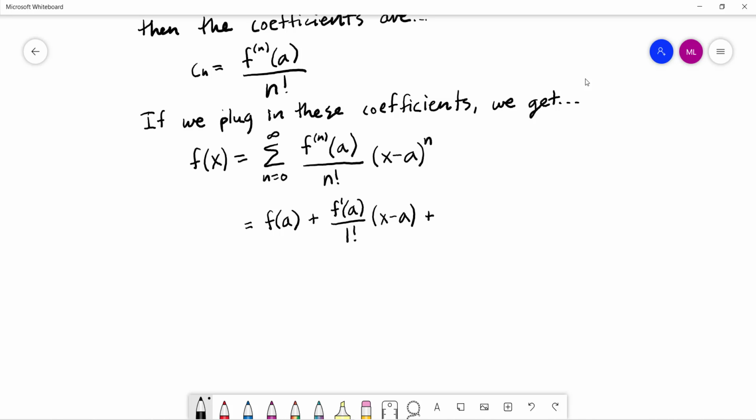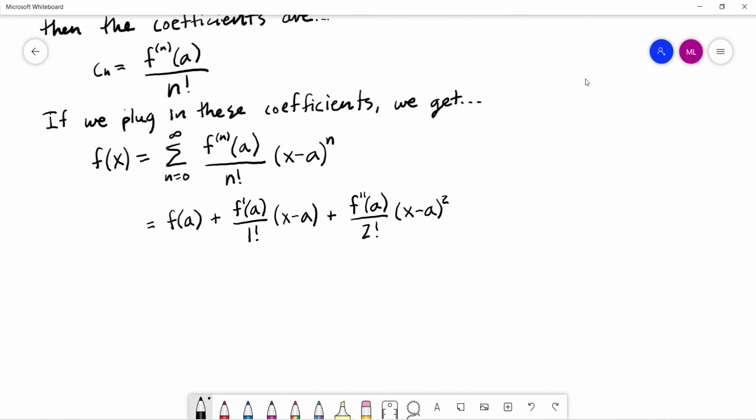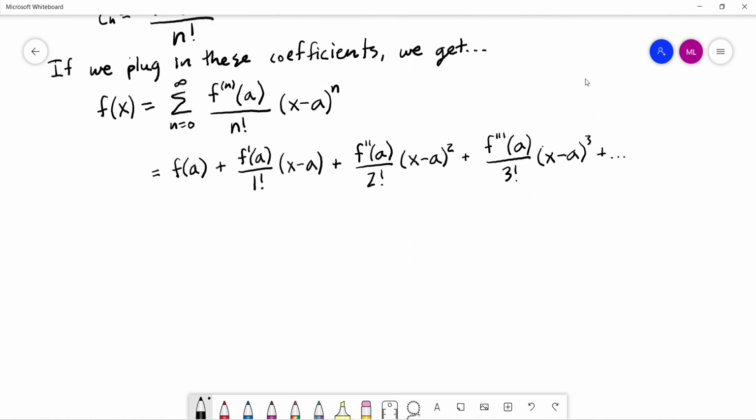And the next term after that, when we plug in n equals 2, will be f double prime of a, the second derivative, over 2 factorial times x minus a squared. And the third term will be f triple prime of a, the third derivative, over 3 factorial times x minus a cubed, and so on and so forth, plus dot dot dot. So this is our pattern. Turns out this is the Taylor series for f of x.